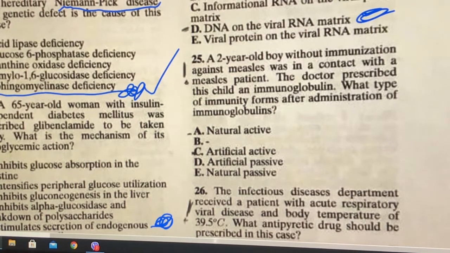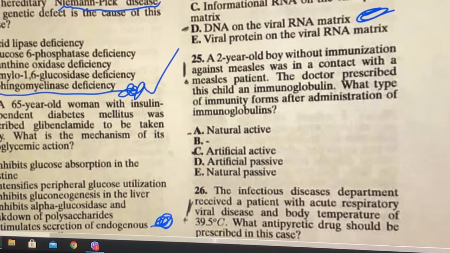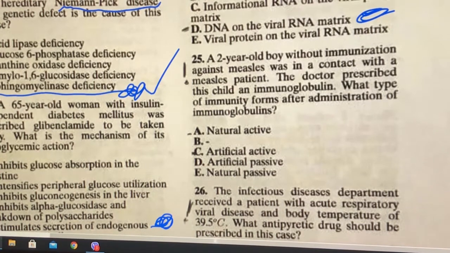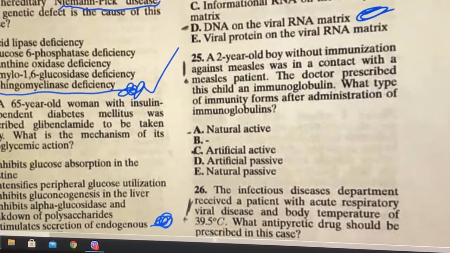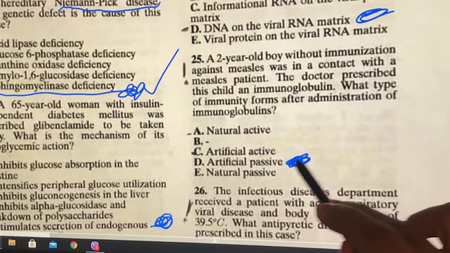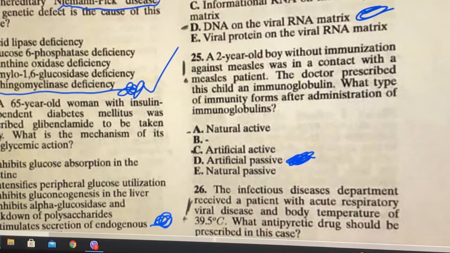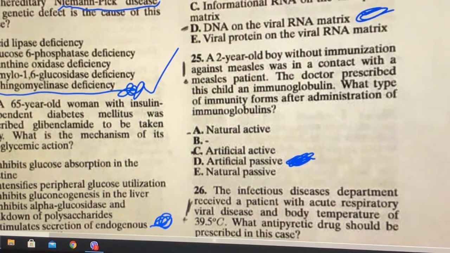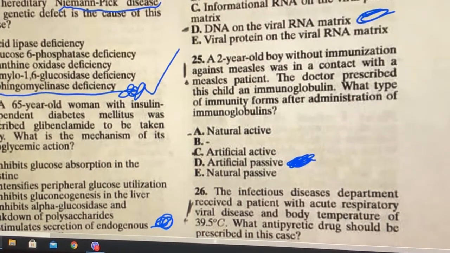Then immunization against measles is given to the patient. So immunoglobulins are given antibodies directly. So first of all, it's given from outside, so it will be artificial. Then it is immunization that is given, not vaccination. If vaccination is there, then it will be artificial active. Okay.